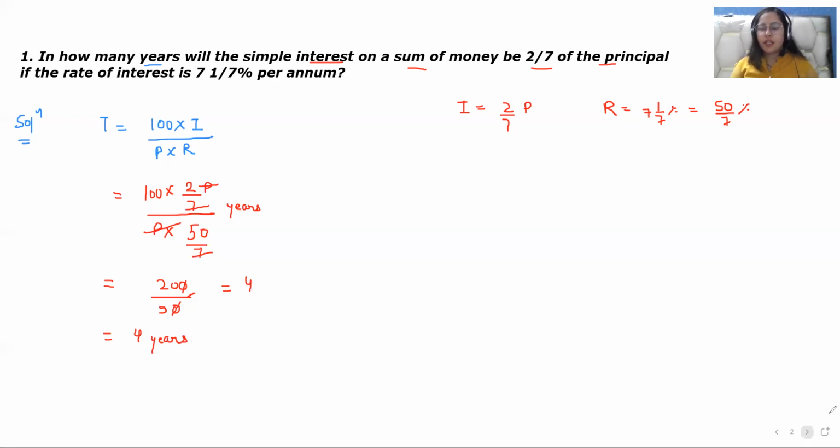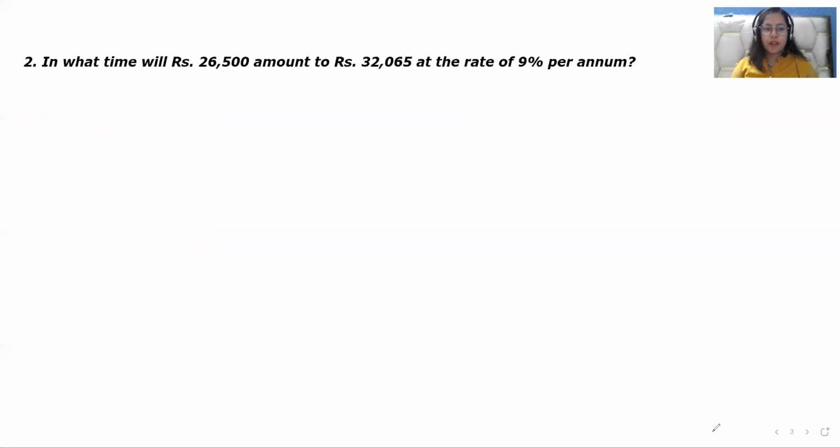Now let's move to the second question. Yes, read it. In what time will rupees 26,500 amount to rupees 32,065 at the rate of 9%? So first we'll write the values that they gave us. Here the principal always becomes amount.